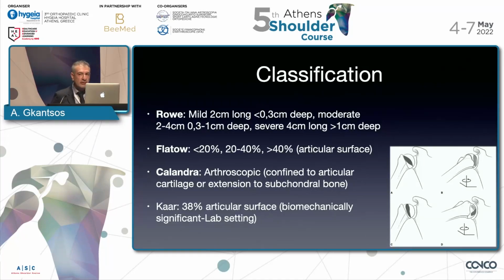So, how about the classifications? There are a lot in the literature, which means that none of them are too good. Usually, we use the Calandra classification, which is related to the articular surface, with 20 or 40%.